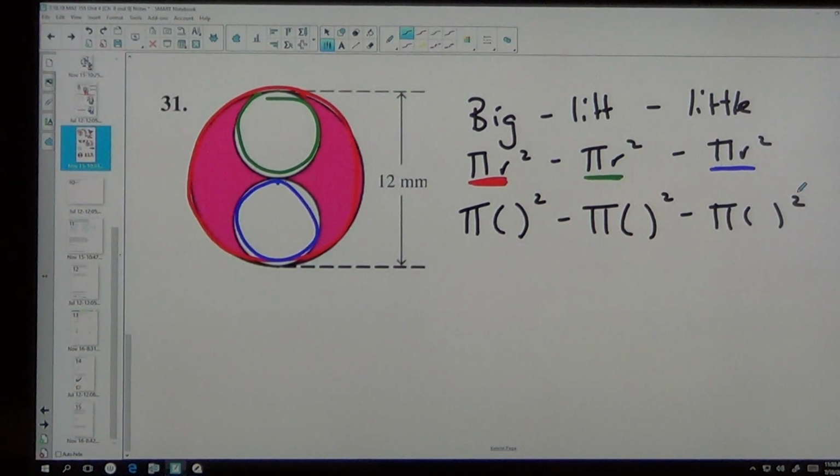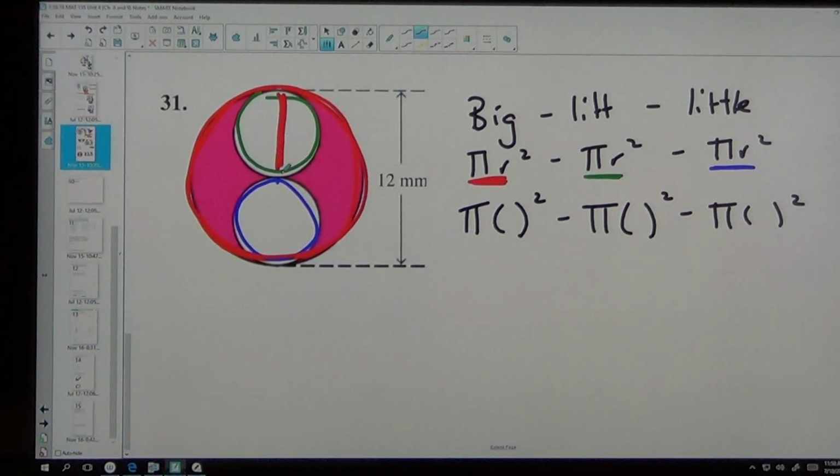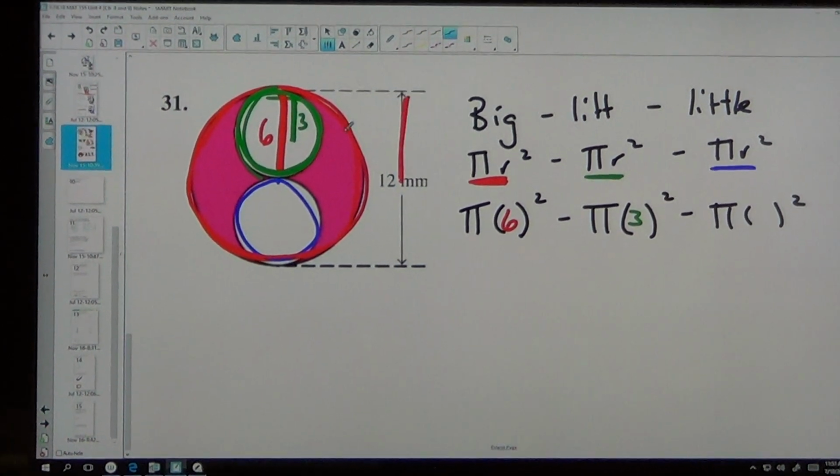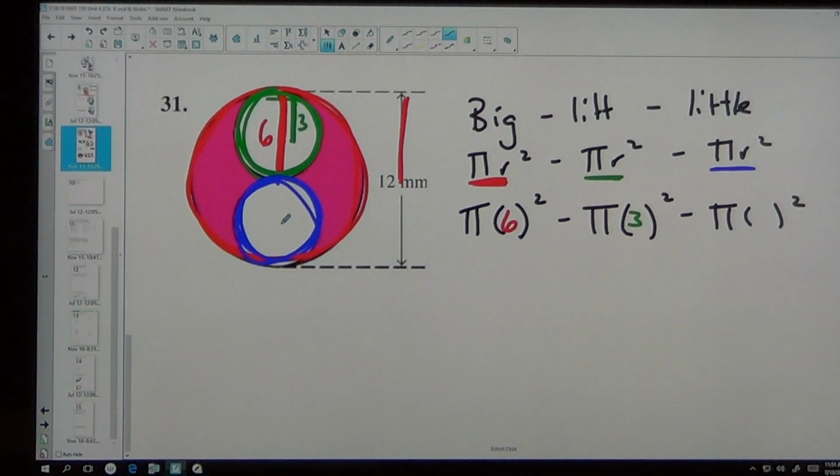Y'all with me? Yes. So I first need to know, what is the radius of the red circle? 6. Y'all see this one? Do you see that the radius of the big circle is going to be 6? Are we good there? Now I get it. Okay. Now let's go to the green circle. What is the radius of the green circle? 3. 3. Now let's go to the blue circle. Same thing. It's going to be 3 as well.